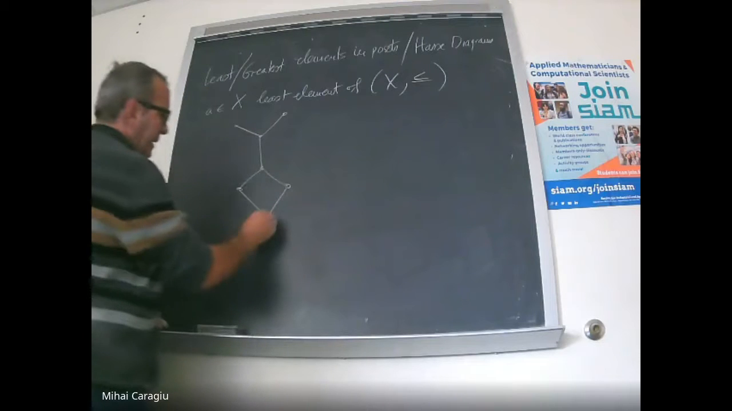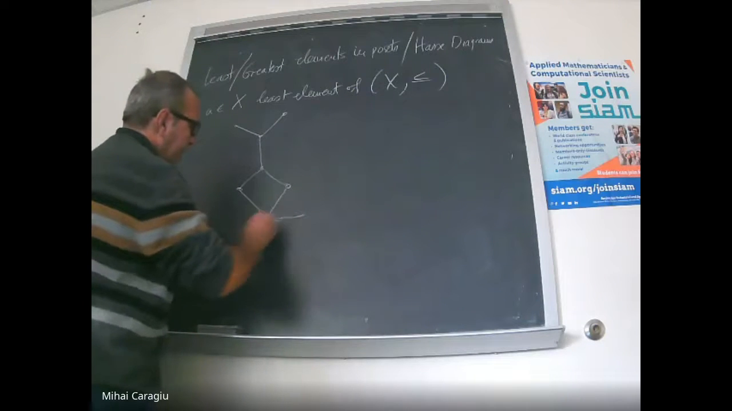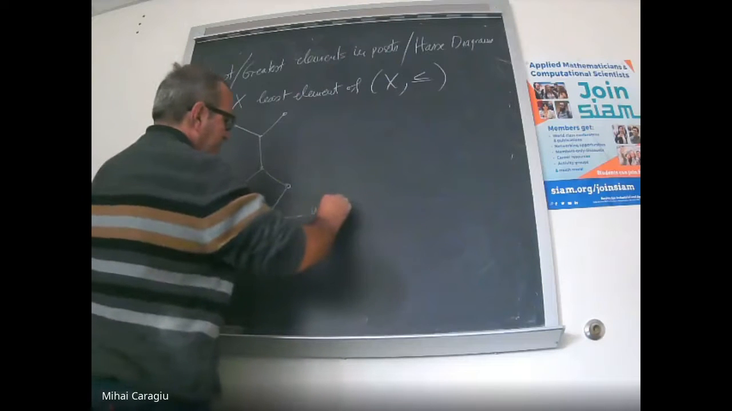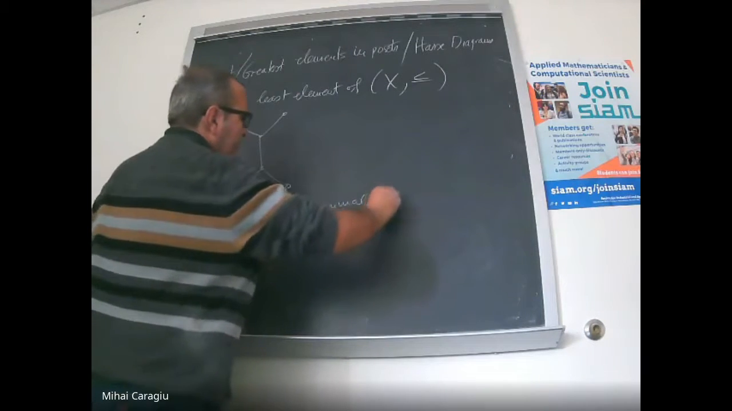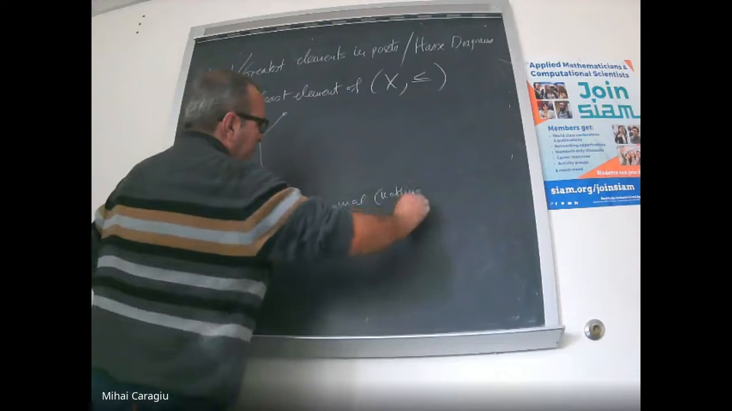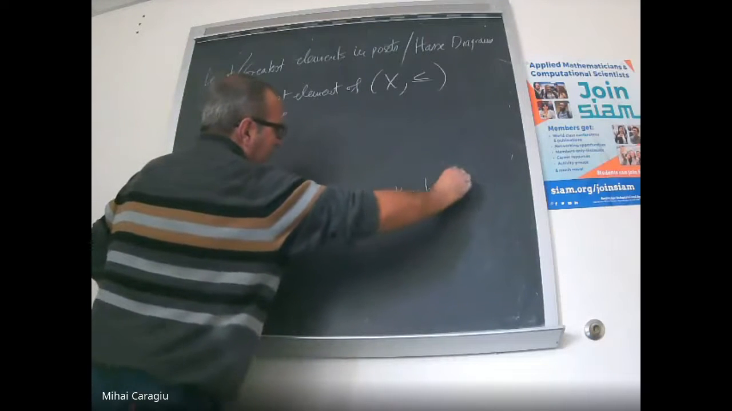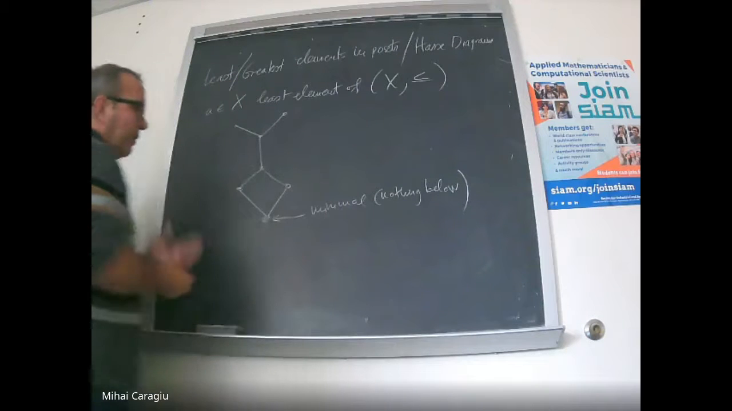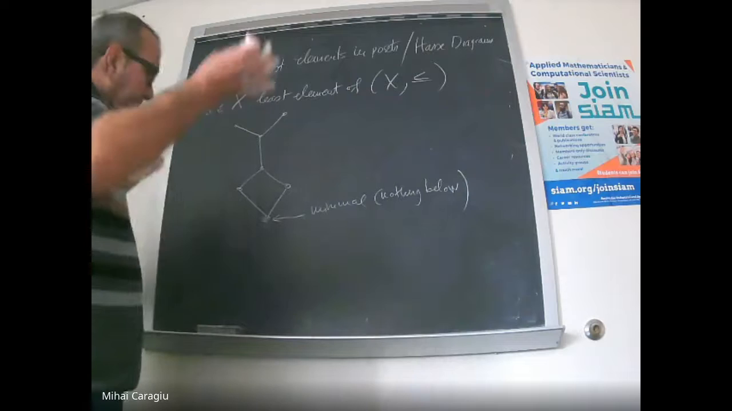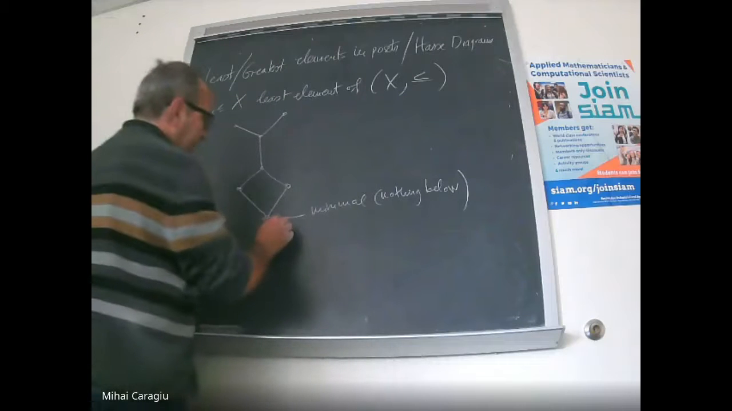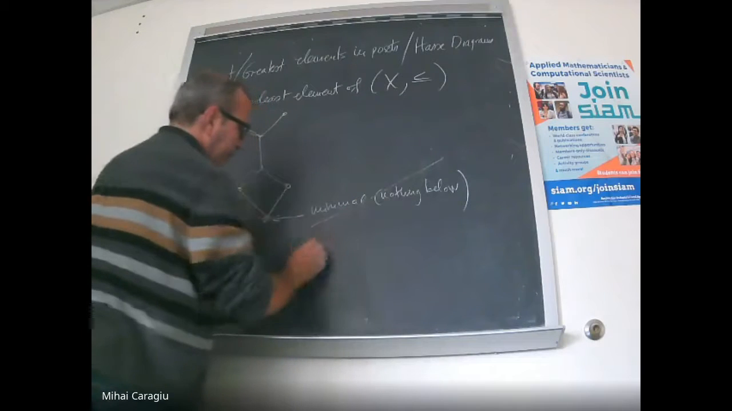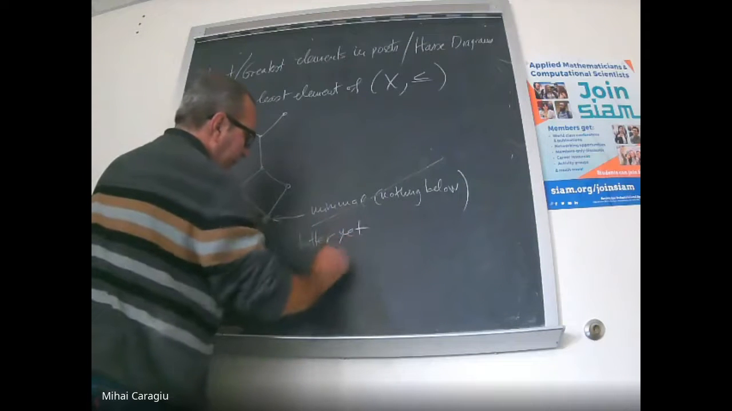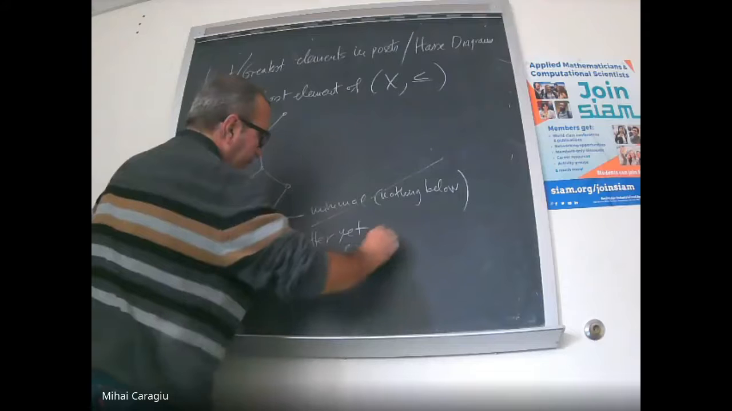So this has a diagram. The element here is the bottom. This, of course, is minimal. Of course, it's minimal because there is nothing below it. But it's more than minimal. Being minimal is dwarfed by the fact of being the least element. We can do better. It's a least element.